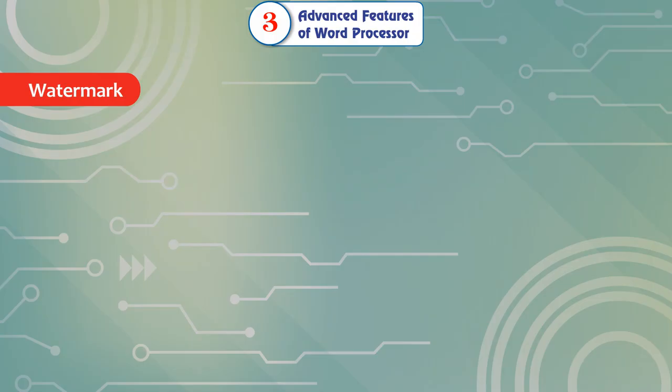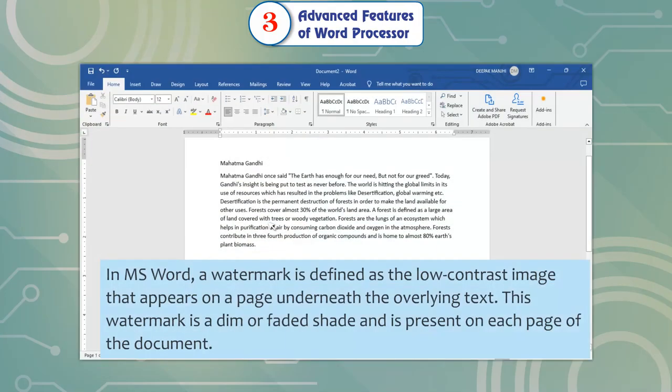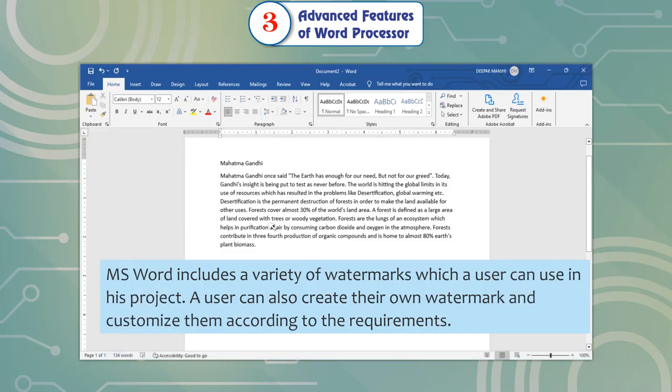Watermark in MS Word. A watermark is defined as the low-contrast image that appears on a page underneath the overlying text. This watermark is a dim or faded shade and is present on each page of the document. MS Word includes a variety of watermarks which a user can use in his project. A user can also create their own watermark and customize them according to the requirements.